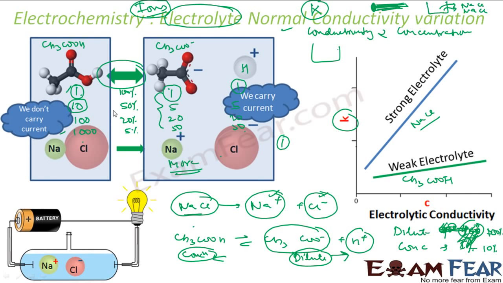But in case of weak electrolytes, the moment I am increasing the concentration of the solution, the dissociation is decreasing. Correct? And that's why, if I'm increasing the concentration from 1 to 1000, the conductivity will increase only from 1 to 50. And that's why for the weak electrolyte, the slope is not that steep. Right? The rate of increase of conductivity on increasing the concentration is not as high as we have in case of strong electrolyte. Hope you understand this.